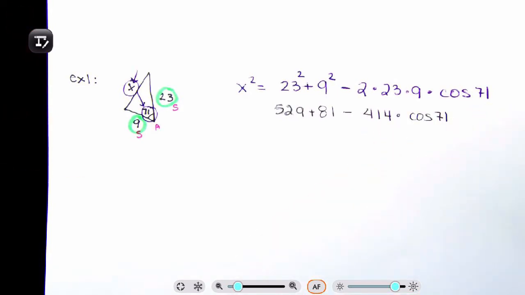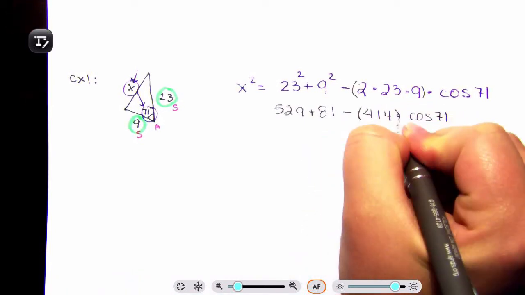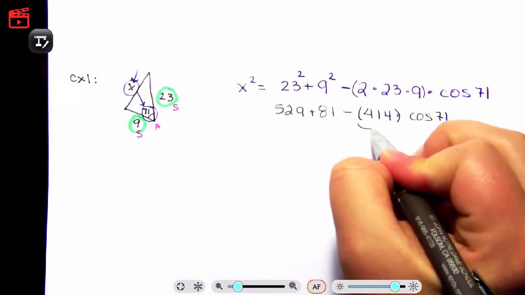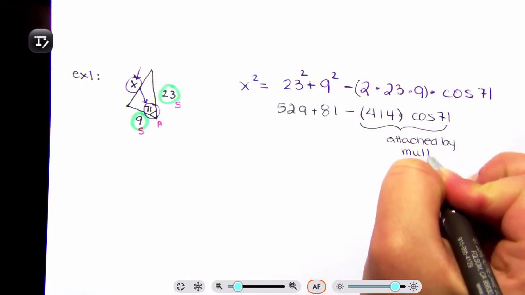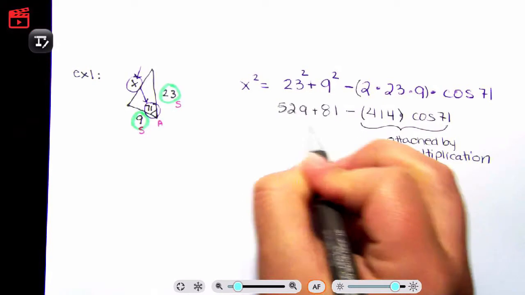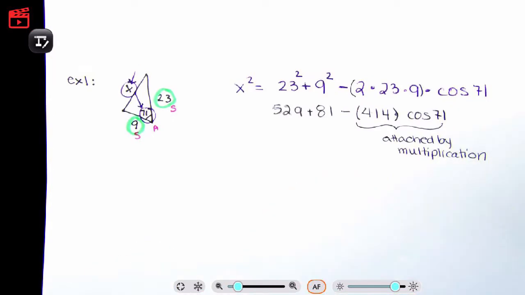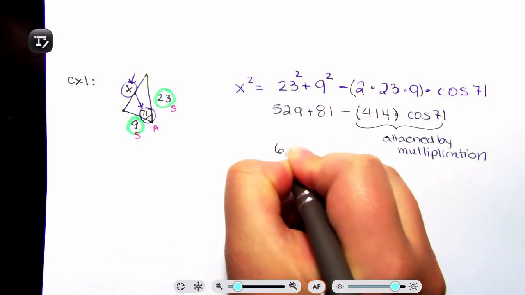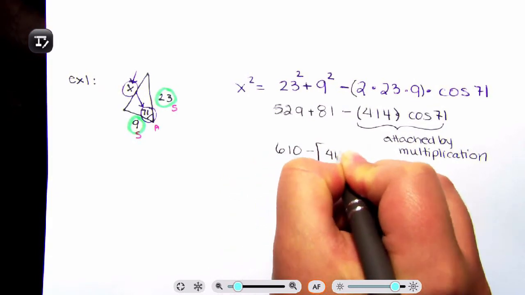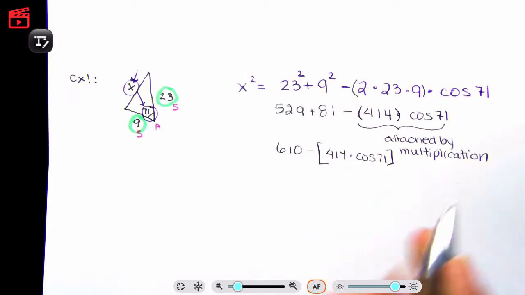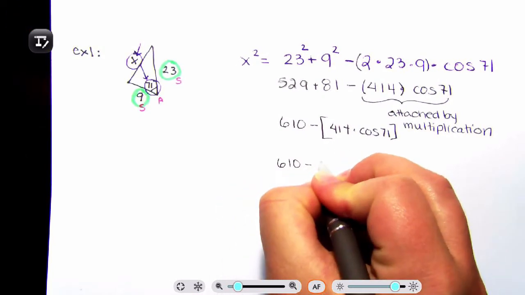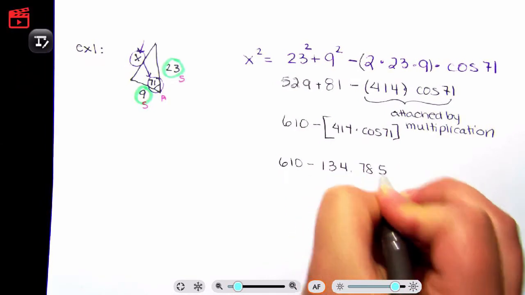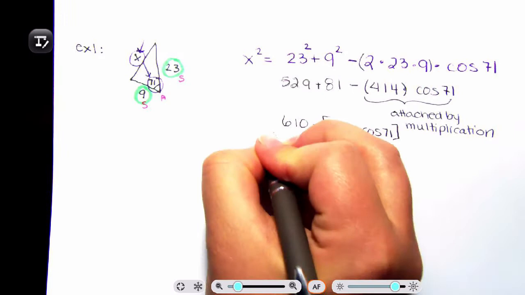Now, be very careful. Treat this like a bubble, because these two are attached by multiplication. You cannot subtract these two numbers. They're like different bubbles, different colors. 610 minus 414 times cosine of 71. Completely different. Don't subtract these two. Treat them as two different things. But you can do 414 times cosine of 71, which gives me 134.785. And again, all of this is equal to x squared.